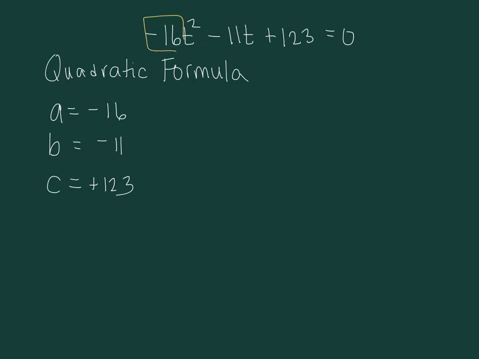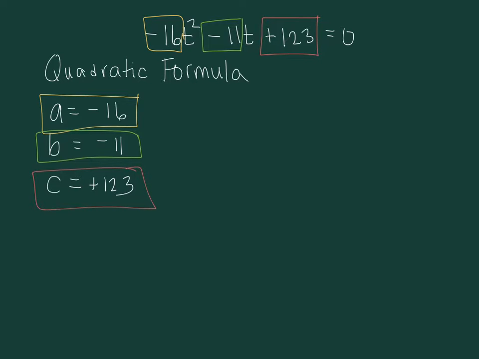So there's my A term. My B term is negative 11. There's my B term. And my C term, which I'll highlight in red, is plus 123. Okay, so you can see how that matches up now. So we're going to use the quadratic formula. Now there's a few ways to write this.